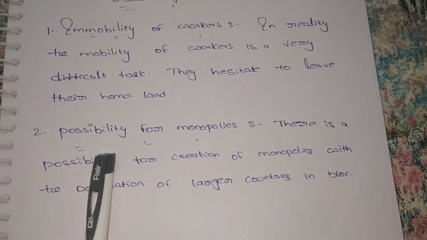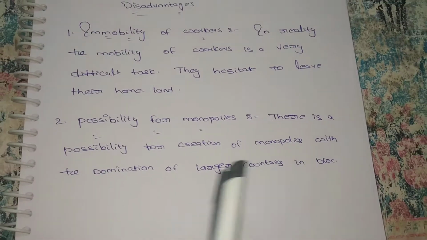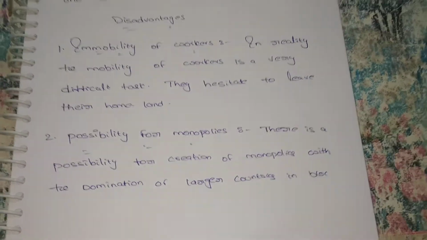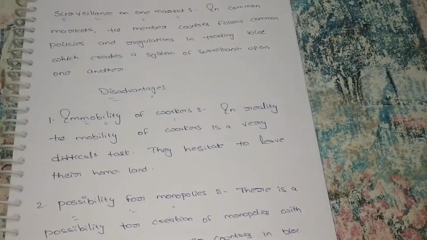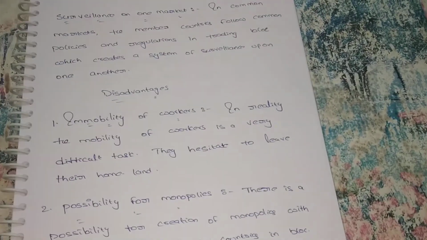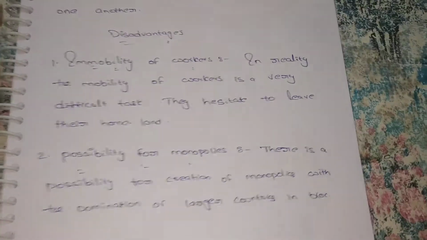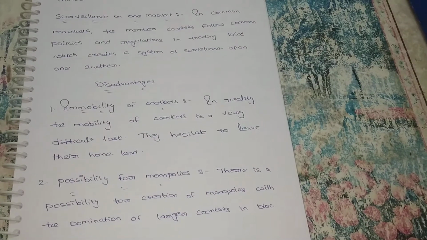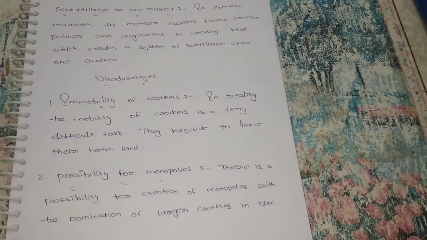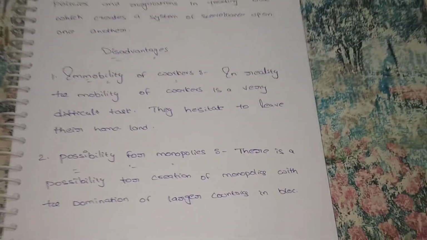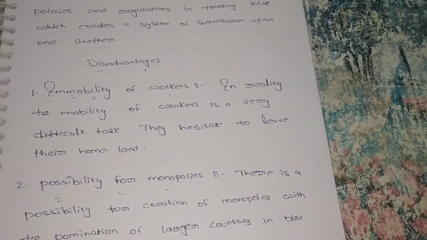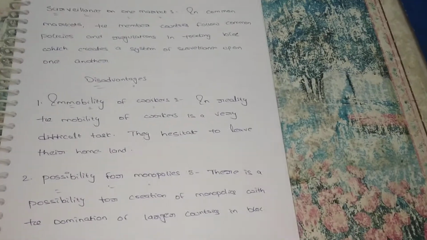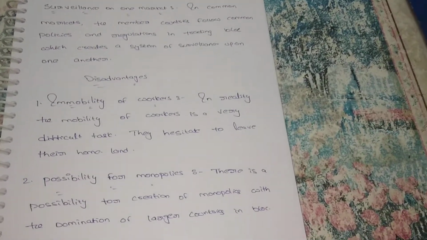And next, possibility for monopolies. There is a possibility for the creation of monopolies with the domination of larger countries in the bloc. Suppose in a common market there are 5 countries. In the 5 countries, 2 countries are highly developed. Sometimes these highly developed countries take all the advantages and create monopoly power. Monopoly power means only a single seller. They produce all the goods, and the other countries have to purchase the goods. So we can say it is also one of the disadvantages.